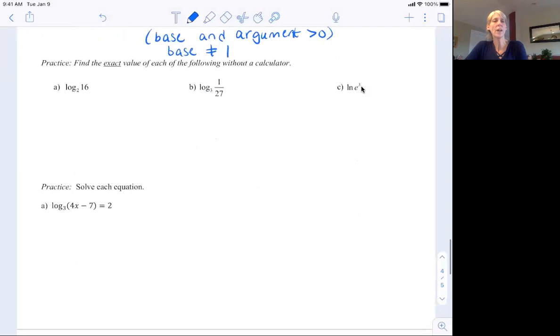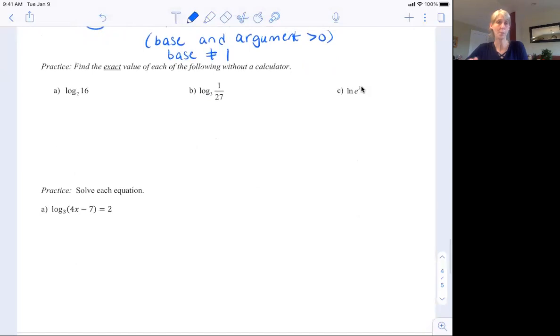So to practice, let's find the exact value of each of the following, again, without using a calculator. There's going to be times when we're allowed to, and we have to know the difference. So log base 2 of 16, some of you may know right off in your head, since a log is a power, log base 2 of 16 is really asking, what power do I raise 2 to get 16? And that answer would be 4.